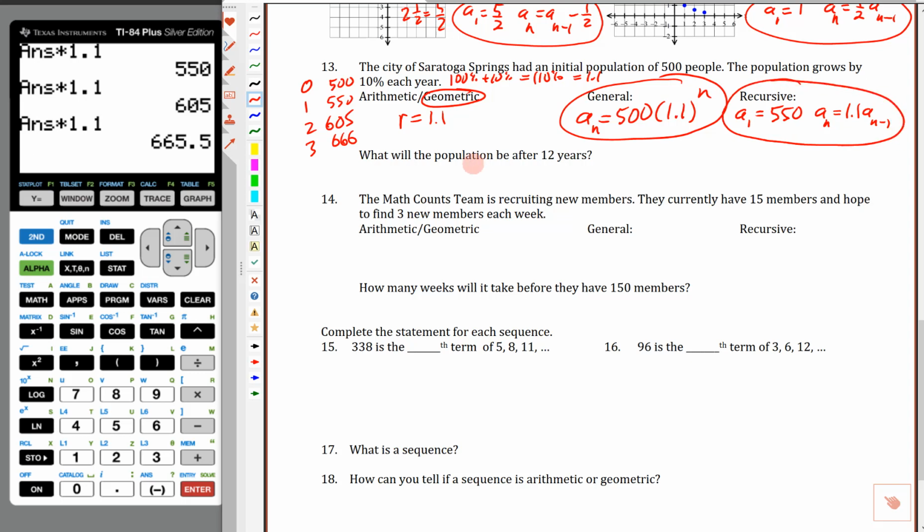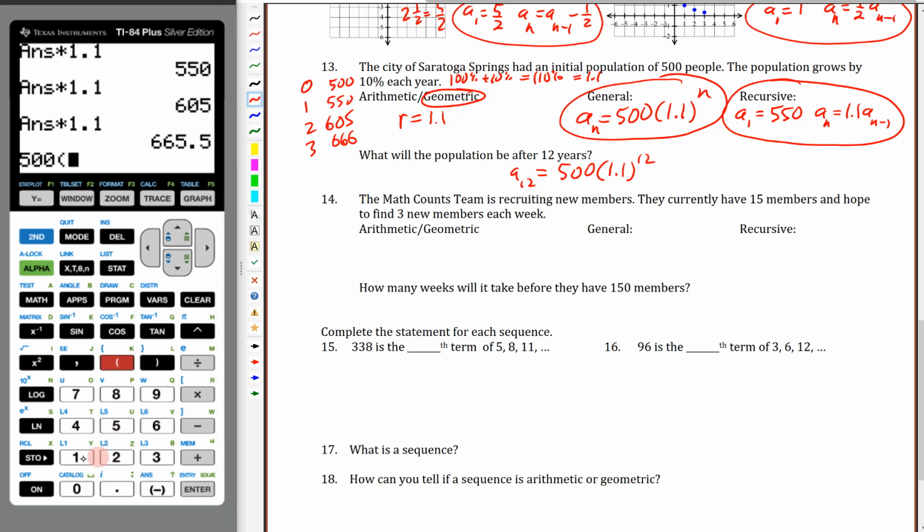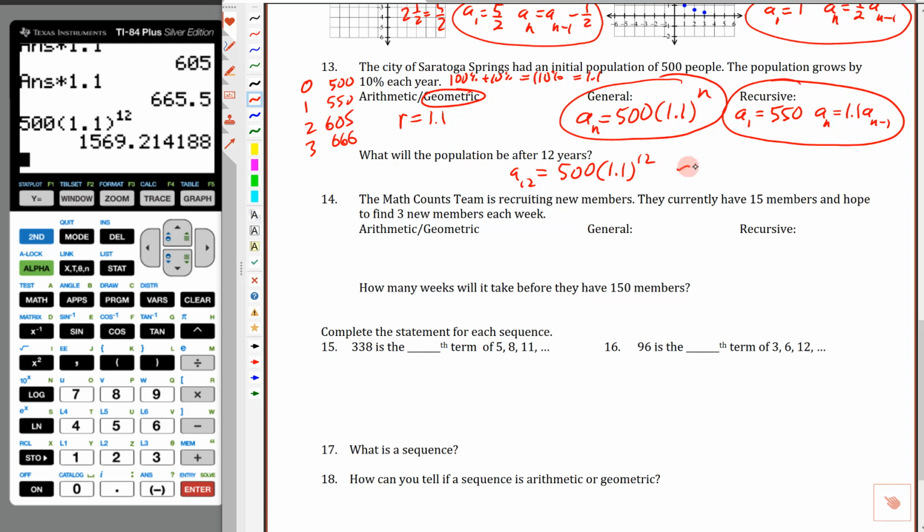And it says, what will the population be after 12 years? Well, after 12 years, we definitely want to use the general formula, or the nth term formula. So we're going to find a sub 12. That's going to be 500 and then 1.1 raised to the 12th. So we're going to plug this into the calculator. So 500 and then 1.1, we'll raise that to the 12th. Hop down on the bottom, take a look at that, make sure we got it in right. So we get 1569.2. We can't have 0.2 of a person, so here's what we're going to say. We're going to say approximately 1569 people. Okay, so there's their population, approximately after 12 years from when this started.